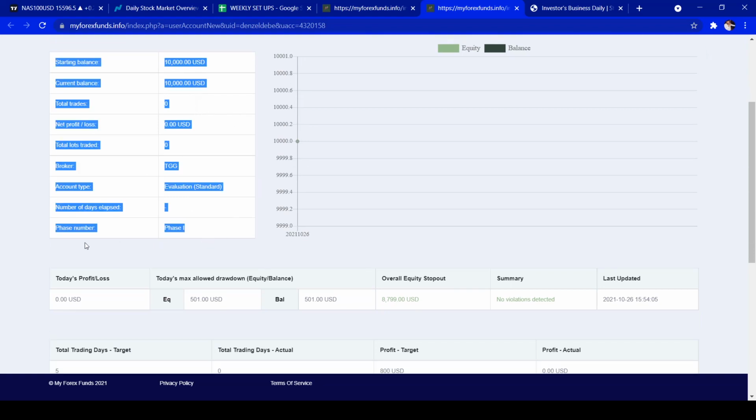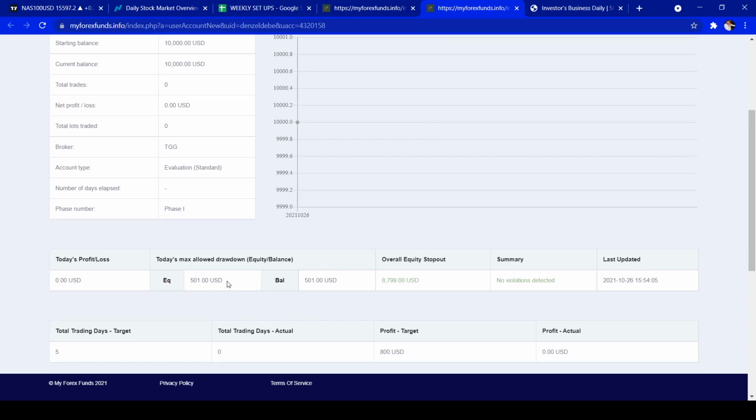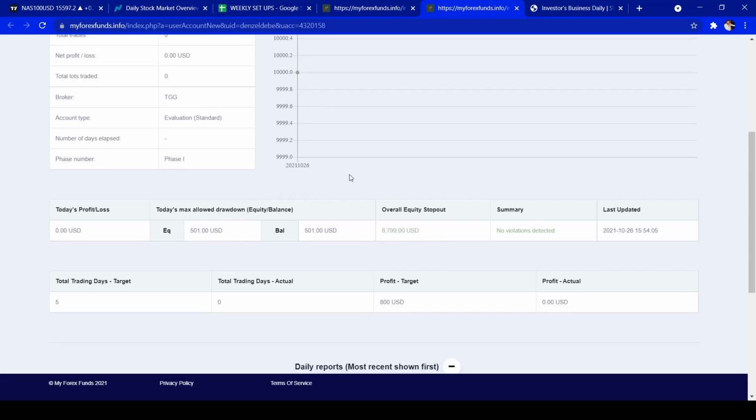So far, we're on phase 1, which is okay. Today is the 26th of August. The date is over here. We're going to try and get this done within the next couple of days. As you know, it's not a race. It's all about being slow and patient, because slow and steady wins the race, my people. The overall drawdown I can reach here would be down to 8,799. Hopefully, we're not going to touch that at all.